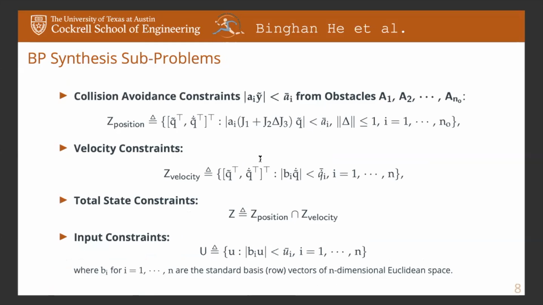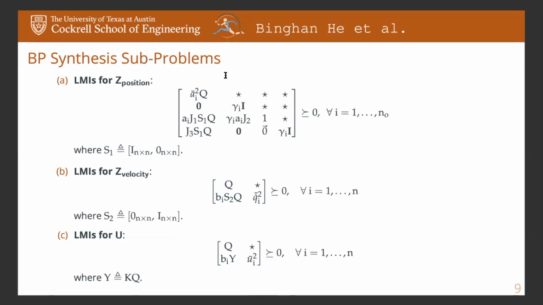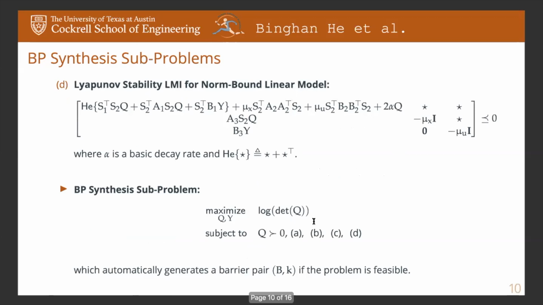And we also need to consider the velocity limit at each joint. These position and velocity limits together help us to define this Z region. And for the barrier pair synthesis problem, we also need to consider the input constraint at each joint. Then we can write the position, velocity, and input constraint into linear matrix inequalities. Together with another linear matrix inequality for enforcing the Lyapunov stability, we can create a barrier pair synthesis problem with a cost function which tries to maximize the volume of the ellipsoidal region of attraction.